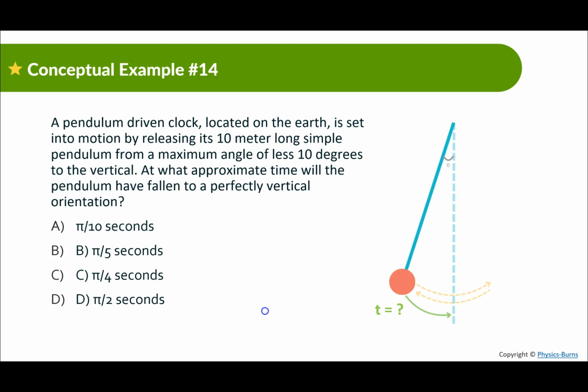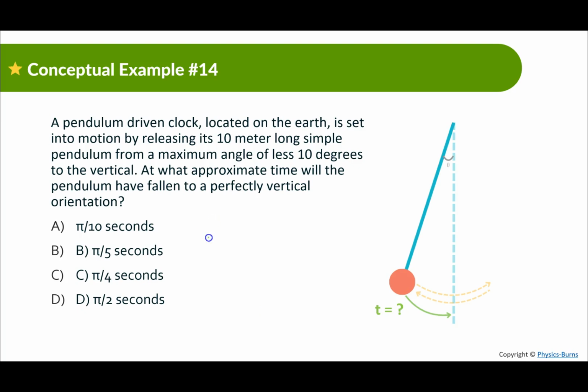Alright, moving on. Conceptual example number 14. A pendulum-driven clock located on the Earth is set into motion by releasing its 10-meter long simple pendulum from a maximum angle of less than 10 degrees to the vertical. At what approximate time will the pendulum have fallen into a perfectly vertical orientation?